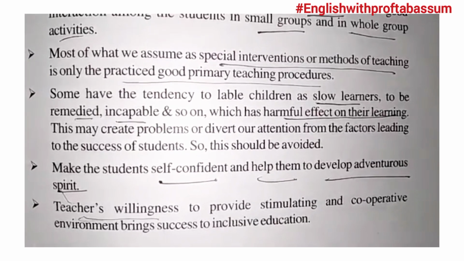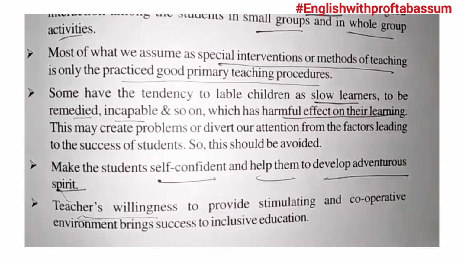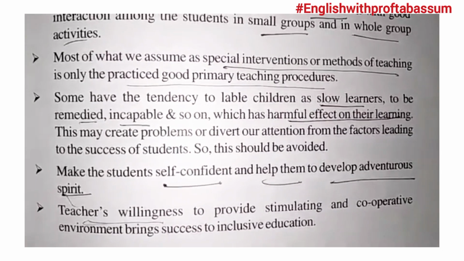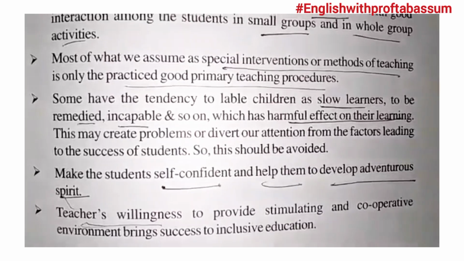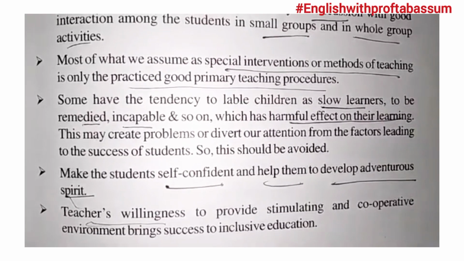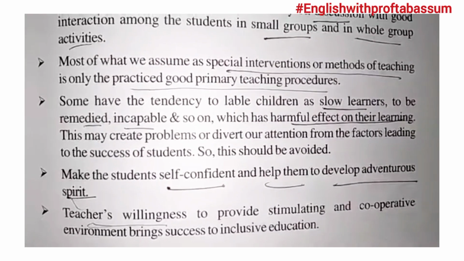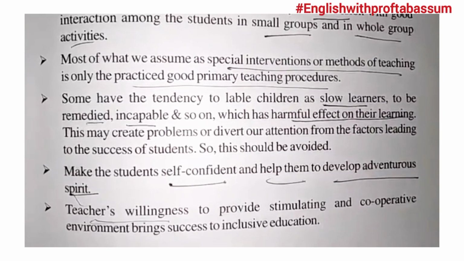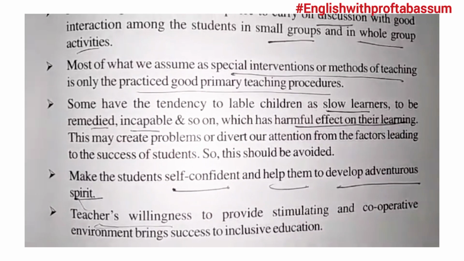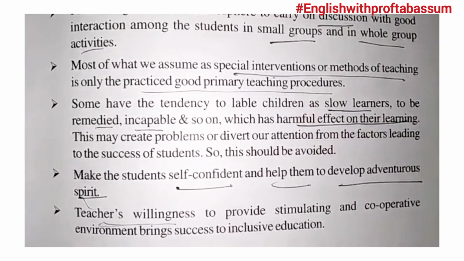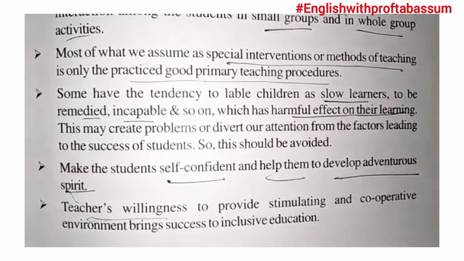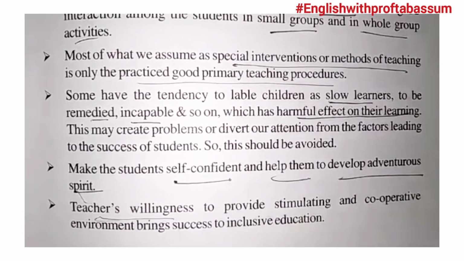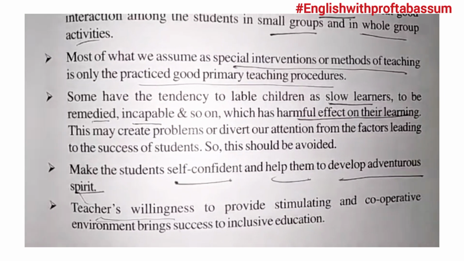Now it is the teacher's responsibility to make the children confident and also develop an adventurous spirit among the children. And lastly, it is the teacher's willingness to provide a stimulating and cooperative environment which brings success to inclusive education. Means it should come from within the teacher that yes, I want to adopt this inclusive education and I want to make it successful. So only if the teacher is willing can she provide a cooperative environment and make the inclusive education successful.